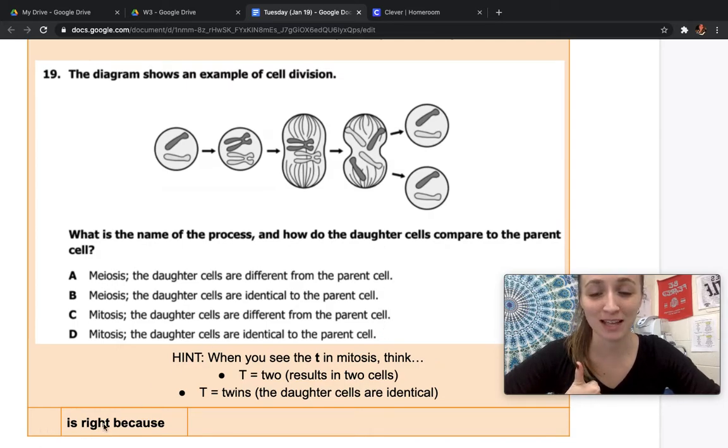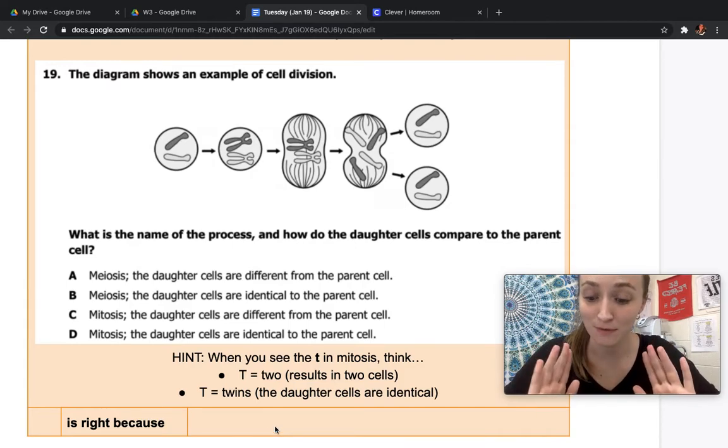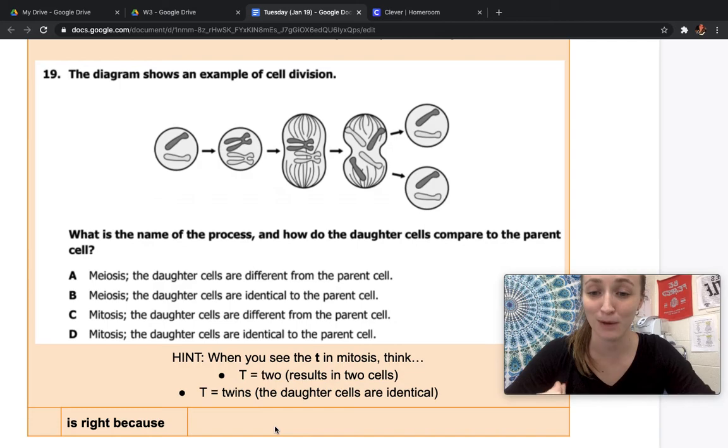Go ahead and type your answer. Tell me why it's right. If you don't tell me why it's right, I'm not giving you credit. Some of you are leaving that blank and you're getting no points for the bell ringer. So fill it out, and I'll see you at direct instruction.